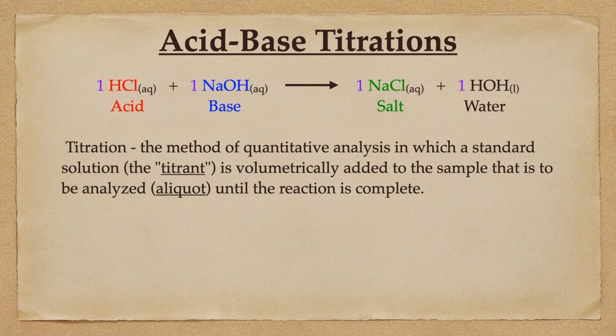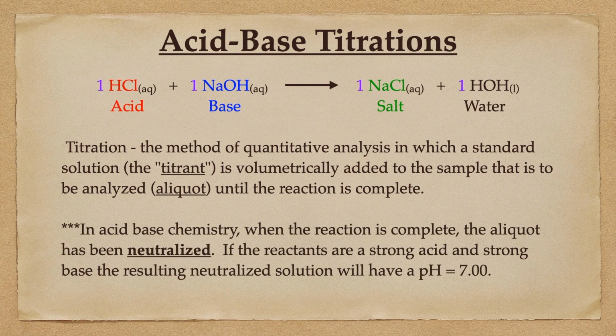Titration is a method of quantitative analysis in which a standard solution called the titrant is volumetrically added to a sample that is to be analyzed, the aliquot, until the reaction is complete. When the reaction is complete and the aliquot has been neutralized, we call this the endpoint.